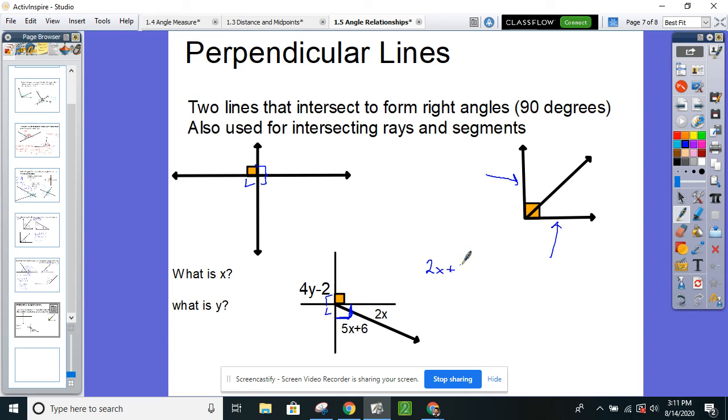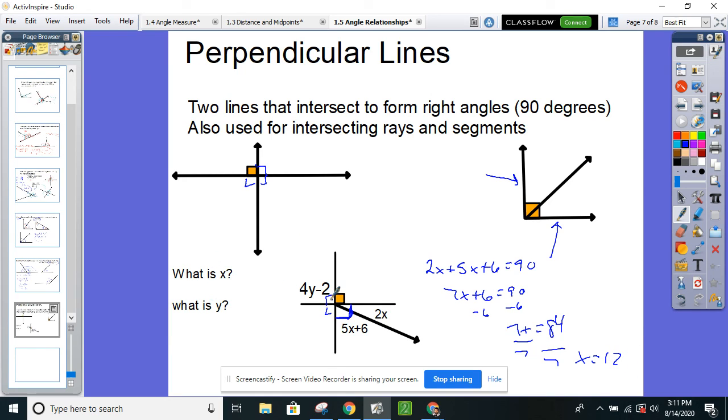2x plus 5x plus 6 equals 90. So 2x and 5x, 7x plus 6 equals 90. Minus 6, minus 6, you get 7x equals 84. Divide by 7. x equals 12.